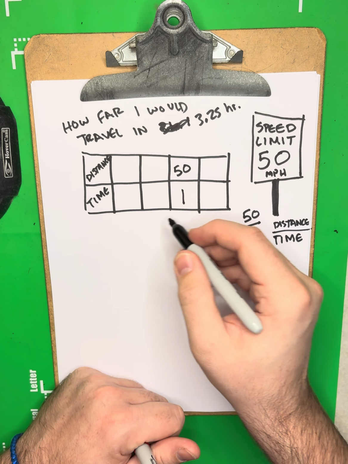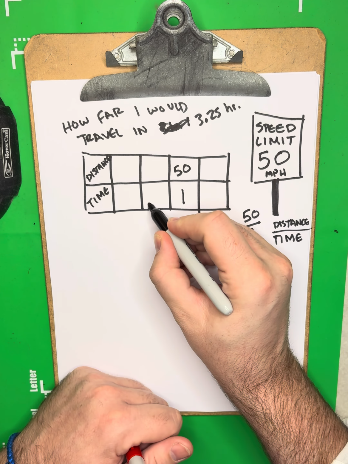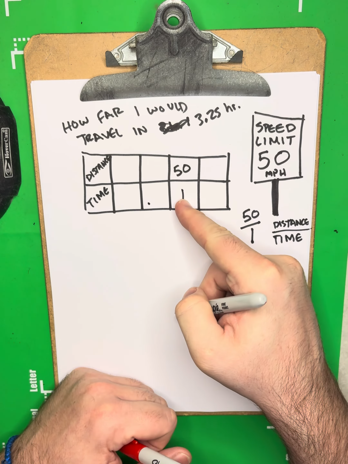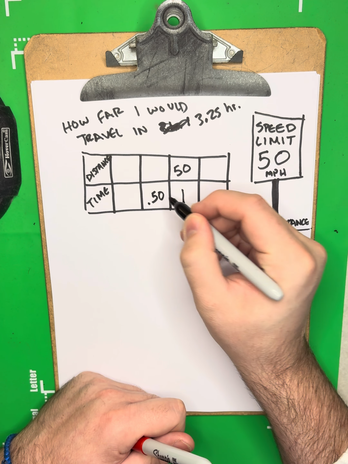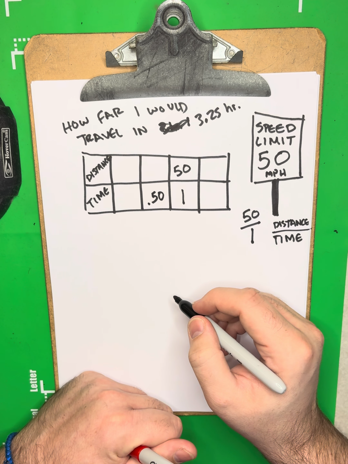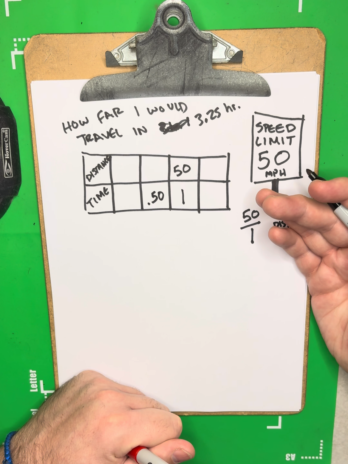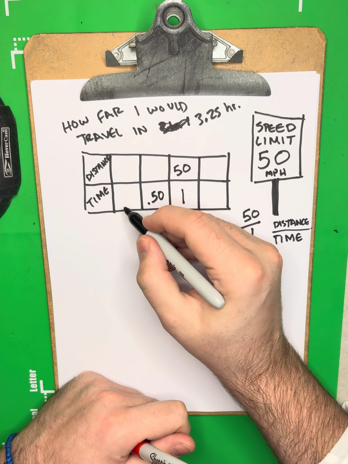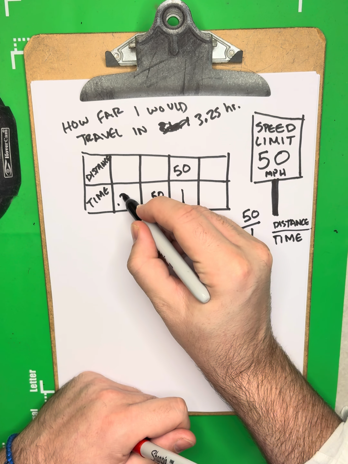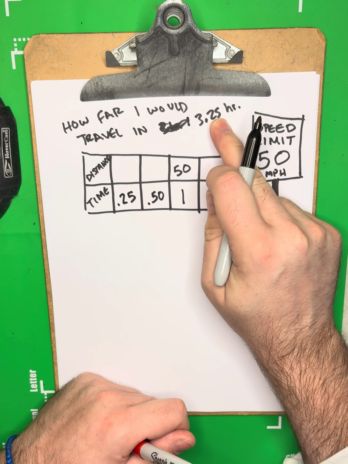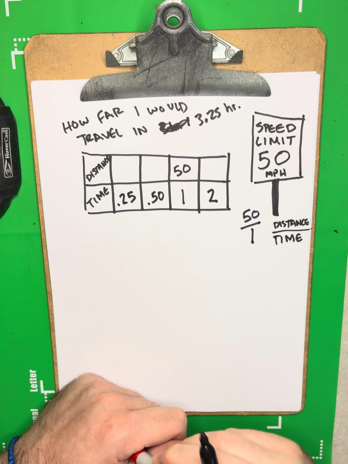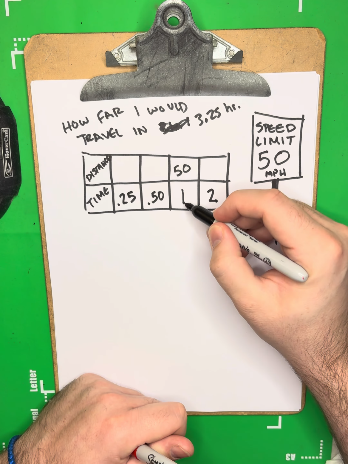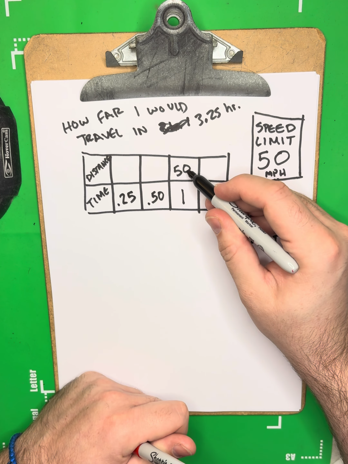Well, let's look at this. What is half of 1 hour? 30 minutes. We can represent that half as 0.5. And half of 30 minutes is 15 minutes, and we'll represent that as 0.25. There's that right there. And we'll say 2 hours here. So 50 to 1.